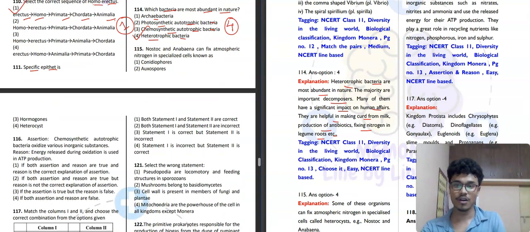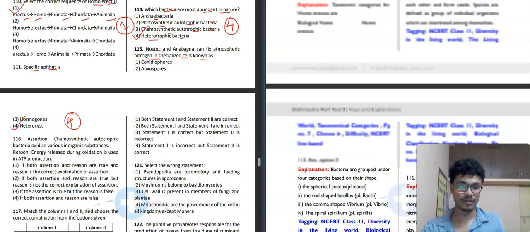It is saying that Nostoc and Anabaena can fix atmospheric nitrogen in a specialized cell known as conidiophores, oospores, hormogonia, or heterocysts. So the correct answer is heterocysts. The fourth option will be your correct answer. Conidiophore and oospore are related maybe with fungi, and heterocyst is related with Nostoc and Anabaena. These are the specialized cells which can be used to fix atmospheric nitrogen. So that's why the fourth option will be your correct answer for this question.